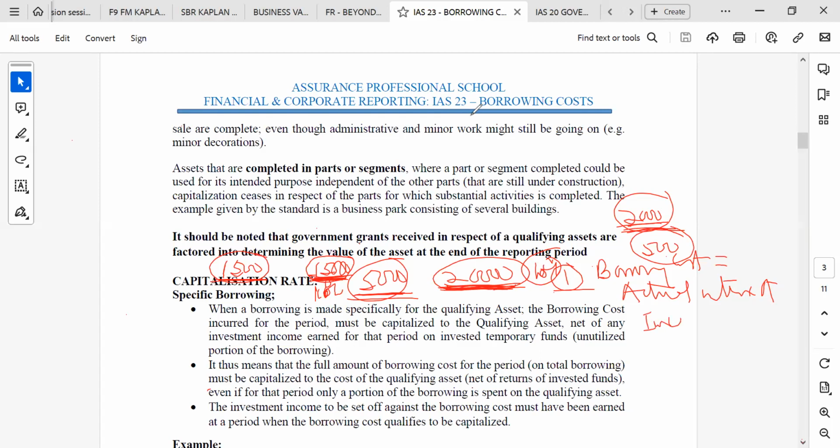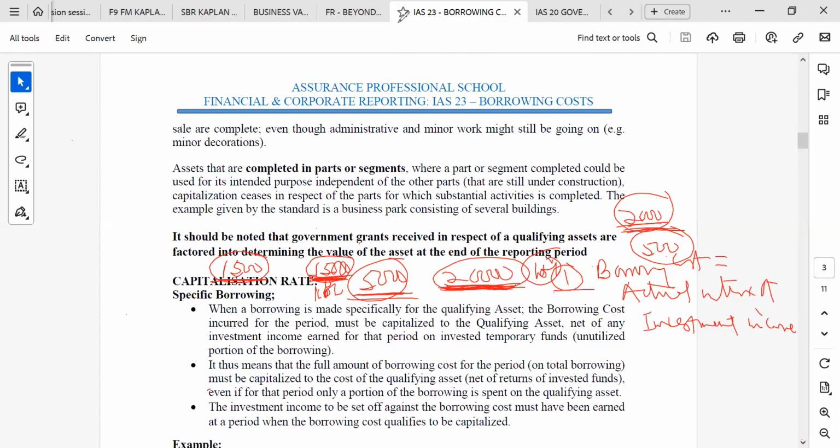So the borrowing cost, which is specific, is the actual interest minus any investment income on the unutilized funds. That is how we do the calculation of the borrowing cost for specific borrowing. The interest calculation is on the full amount. But if you are a rational being and you have invested the remaining portion of the loan, the interest you get will be netted against the expense. The net amount will be the borrowing cost that will be capitalized.